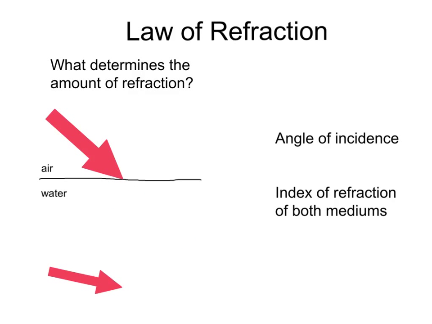Well, to figure those things out, you would need to know a couple of things. First of all, the angle of incidence. Once we draw our normal line in here, which is perpendicular to the boundary, at what angle are we aiming our incident ray? So what's theta I? The other factors are the indices of refraction of both mediums. What's the index of refraction for air compared to the index of refraction for water? Here we can call it N for air and N for water.